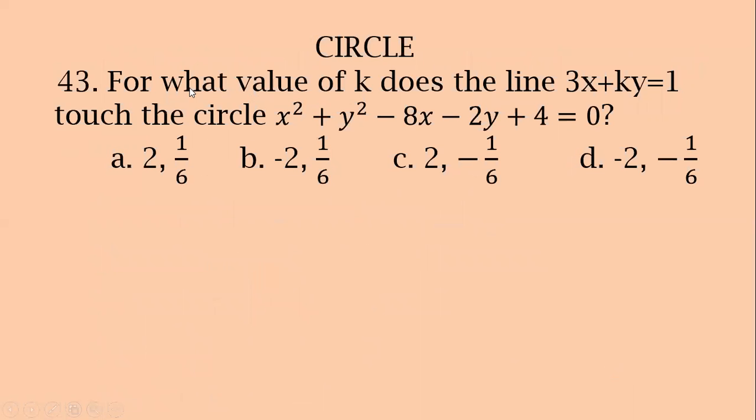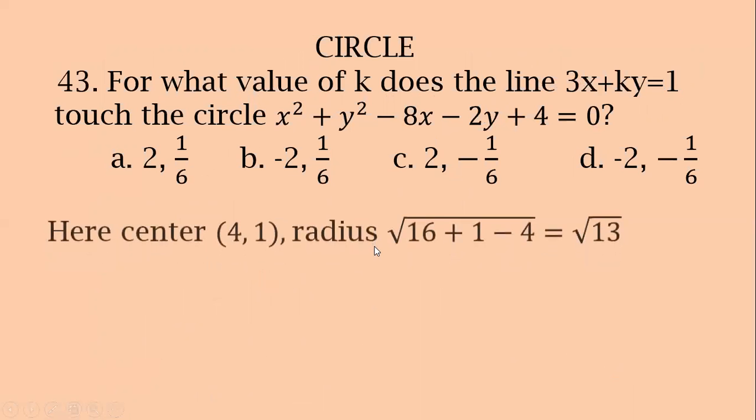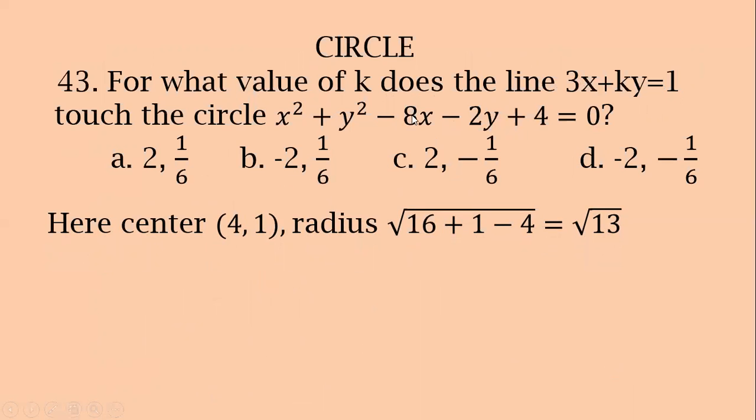Now 43. For what value of k does the line touch the circle? This one is equal to 0. I think we have solved this type of problem earlier also. Even so, see the solution. What is the center? The center of the circle is (4, 1) and the radius is the square root of g square plus f square minus c. g is equal to minus 2, g is equal to minus 4, it is a square, f is equal to minus 1, it is a square, and this is minus c. This is root over 30.